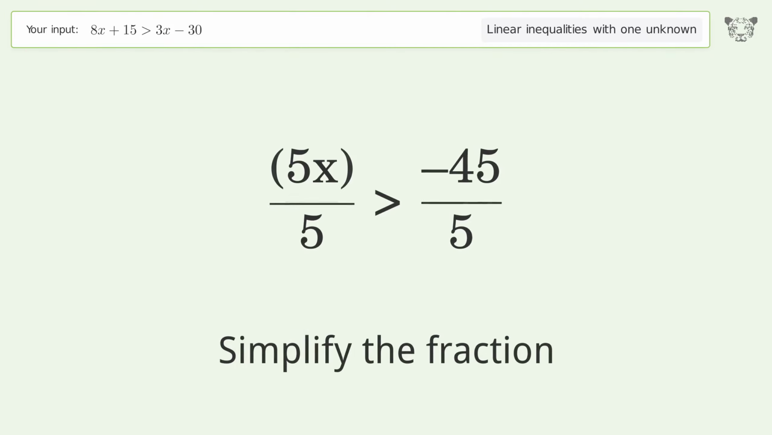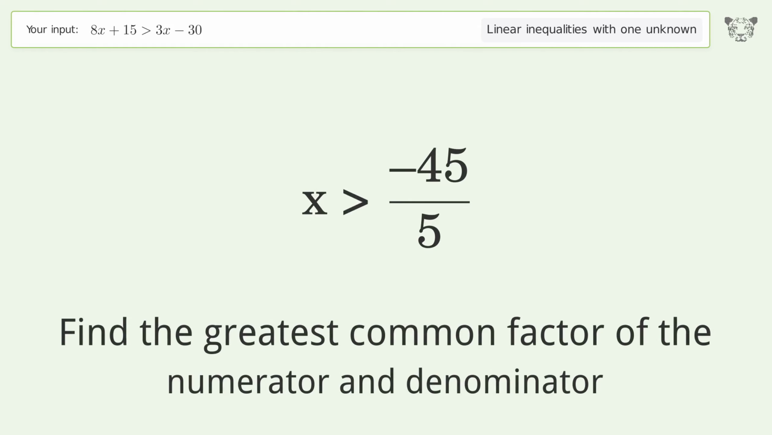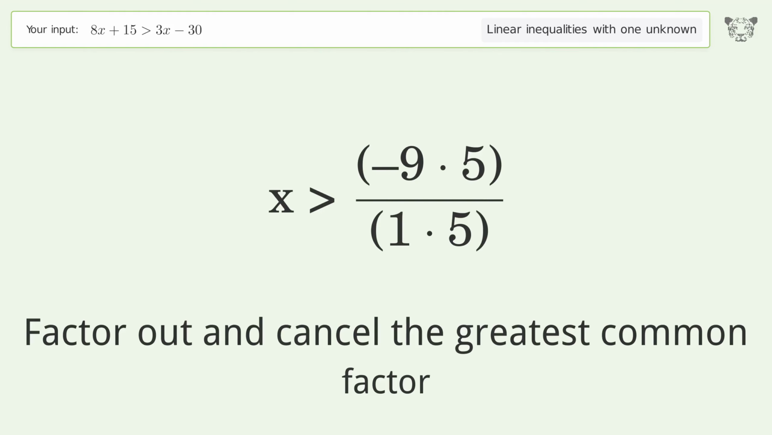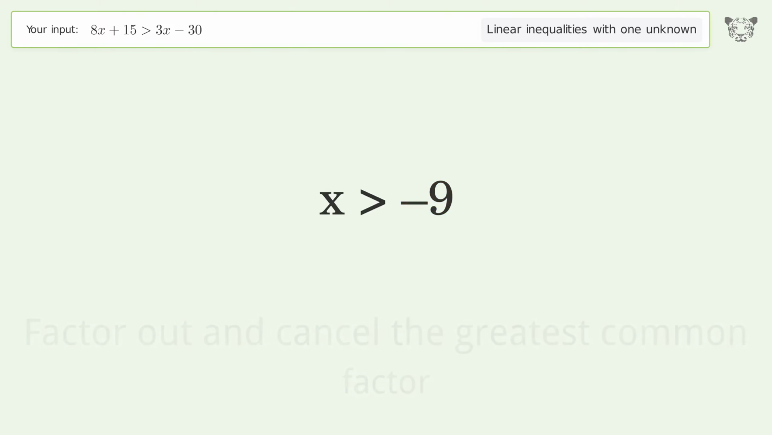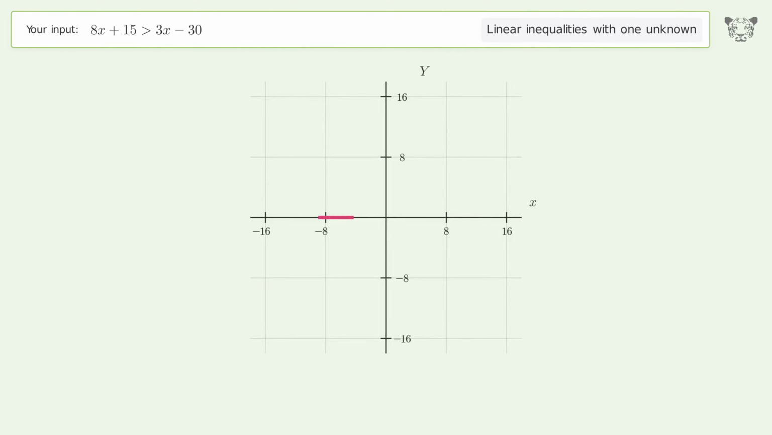Simplify the fraction. Find the greatest common factor of the numerator and denominator. Factor out and cancel the greatest common factor. Plot the solution on a coordinate grid. And so the final result is x greater than -9.